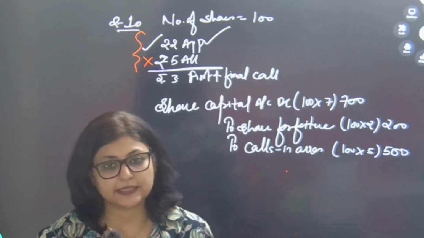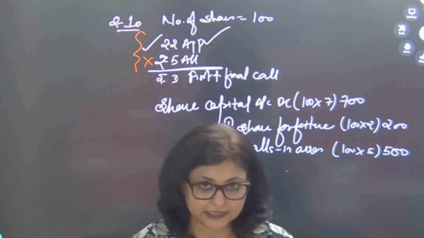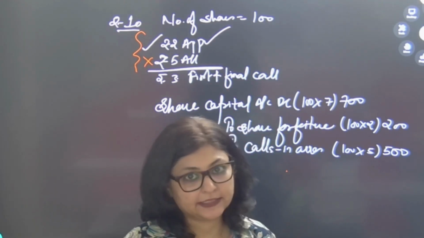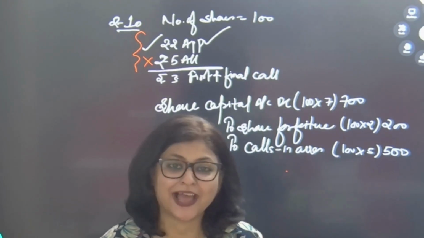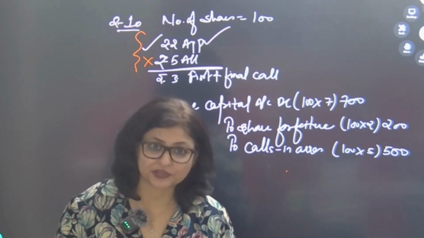Okay, so this is a case where we pass the entry for forfeiture of share in case of fully called up share and in case of partly called up shares. I hope you understood. Now in the next video we will be discussing about reissue of the shares.